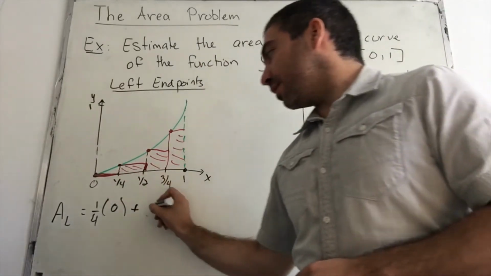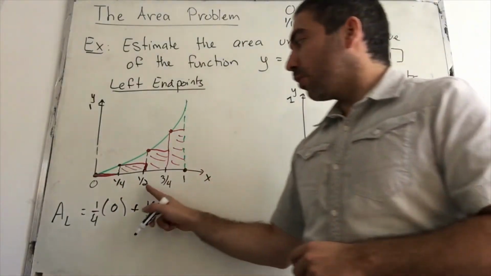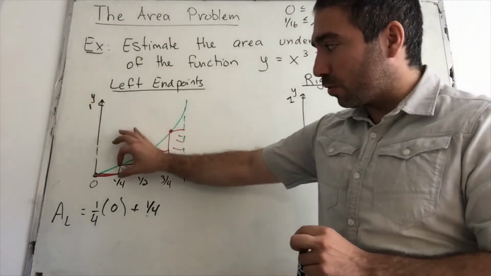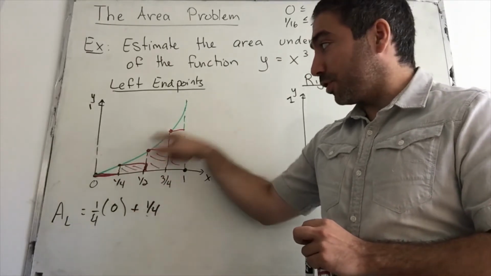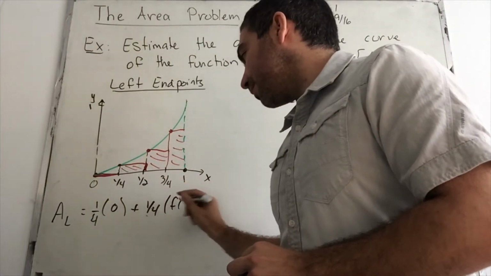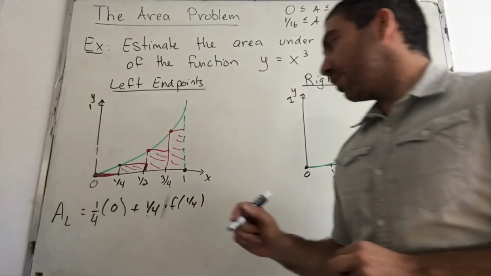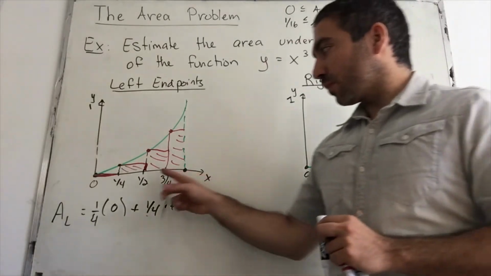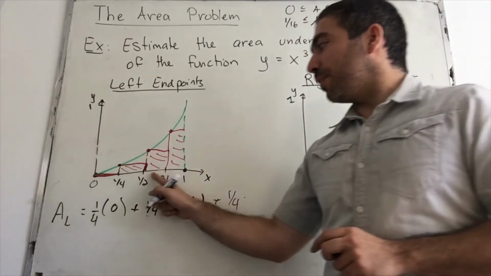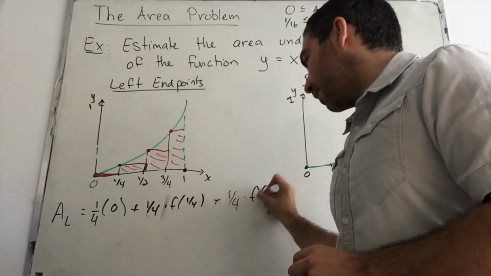The second rectangle here, the width of it is a quarter, because from a quarter to a half, it's a distance of a quarter, or you can subtract a half by a quarter and you'll get the same answer. We just have to find the height of the rectangle. Again, the height of the rectangle corresponds to the height when the x value is a quarter. So it's a quarter times f of a quarter. Let's put one bracket. Plus, the next one again is going to be a quarter. That's the base or the width of the rectangle. The height of the rectangle corresponds to f of a half. So times f of a half.